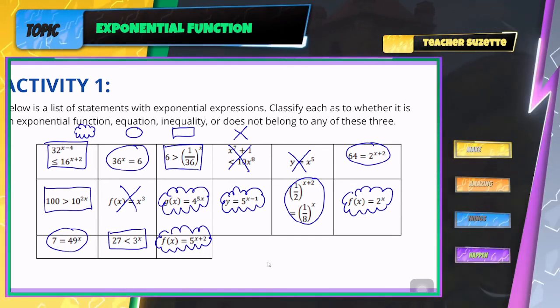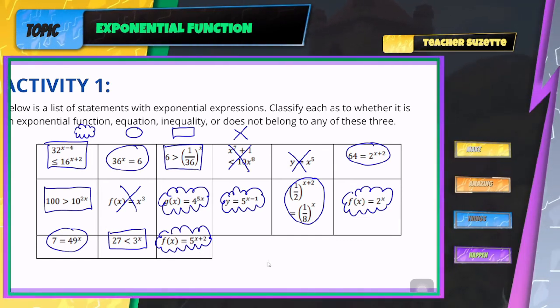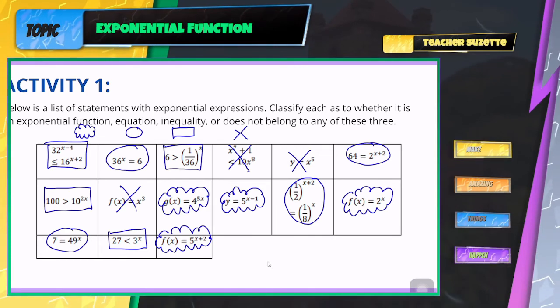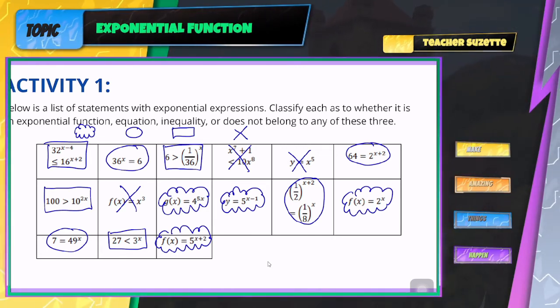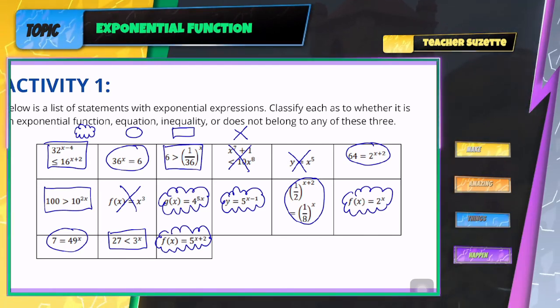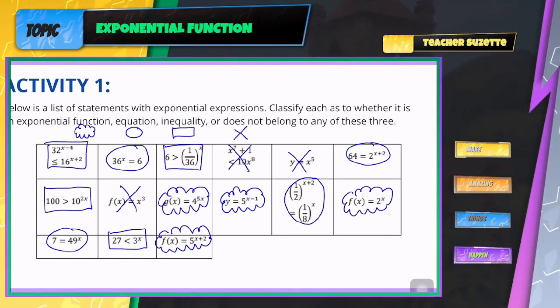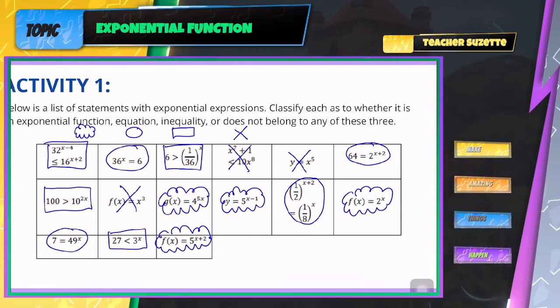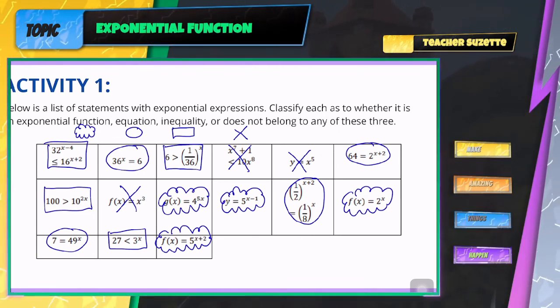So, that's it po for our video regarding identifying exponential function, equations, and inequalities. Next, we are going to discuss naman po in our next video on how to solve exponential equation and inequalities.